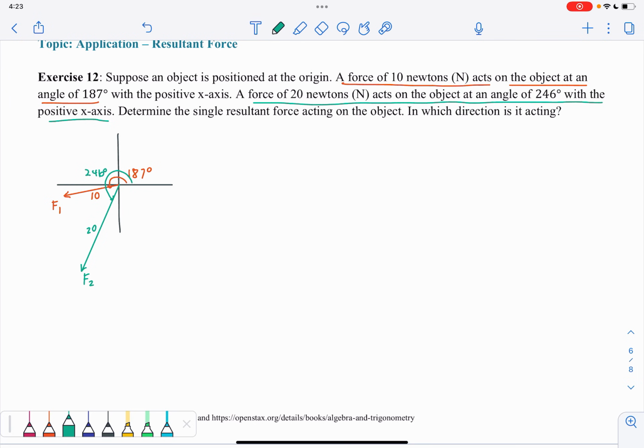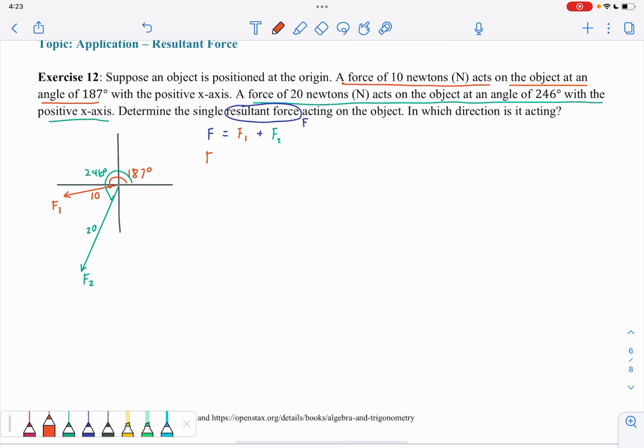In order to find the resultant force, it is just going to be F1 plus F2. So in order to find out something about F, the vector we're after, the resultant force, we need to know something about F1 and F2. So let's do that first.